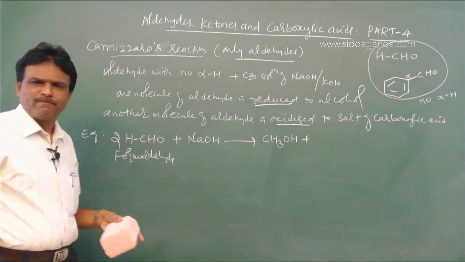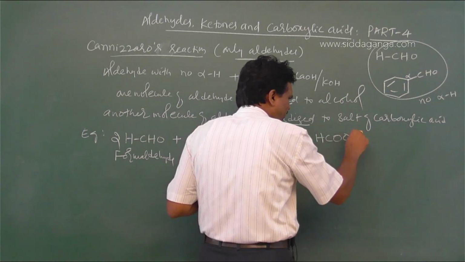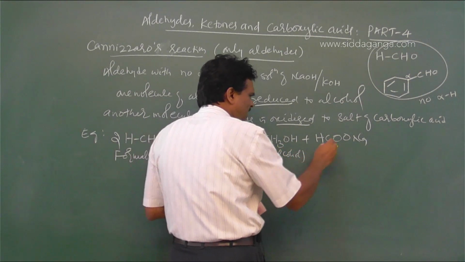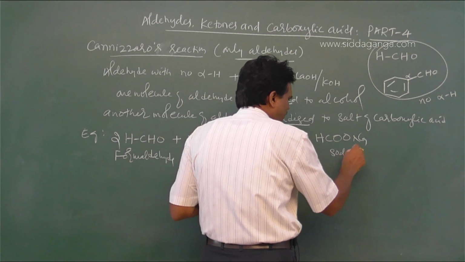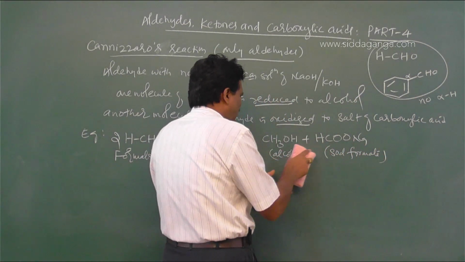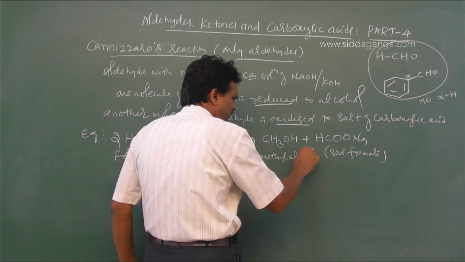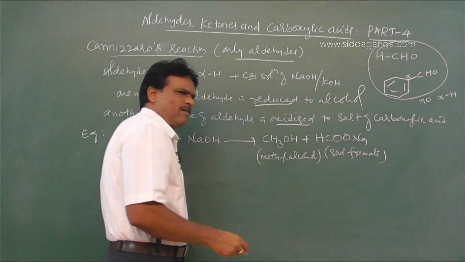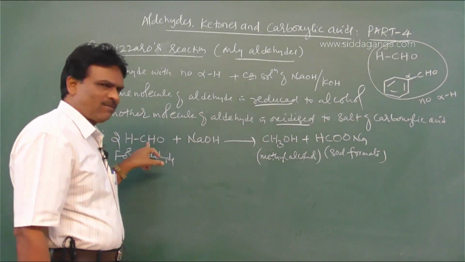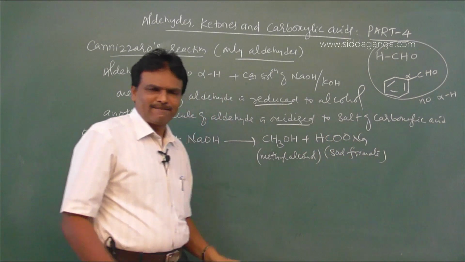Oxidation of formaldehyde, formic acid ಬರಬೇಕು, but base ಇರೋದ್ರಿಂದಲೇ HCOONa. So this is alcohol. This is sodium formate. So here the alcohol is methyl alcohol. This is methyl alcohol. So one molecule of an aldehyde is reduced to alcohol. One molecule of an aldehyde is oxidized to the corresponding salt of carboxylic acid.